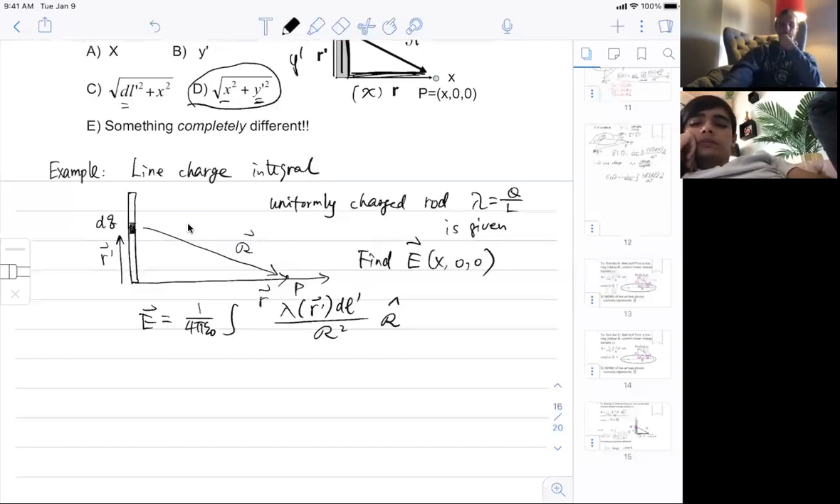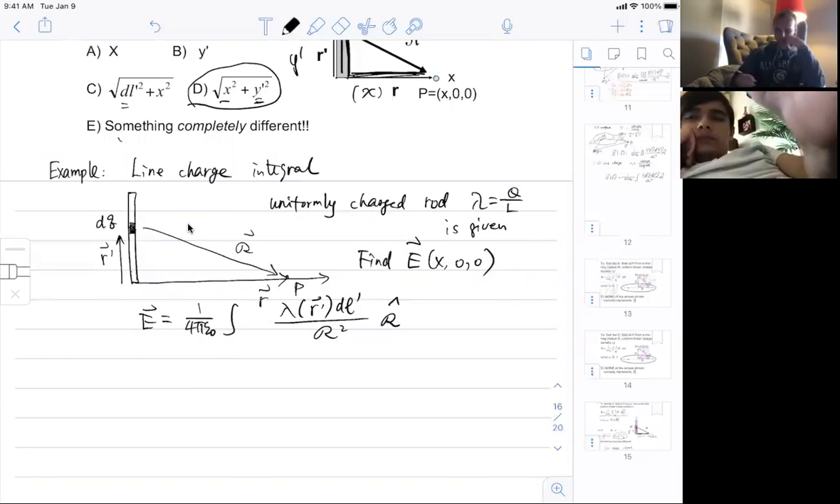Because if our calculation tells me one of the components is 0, I might decide not to even calculate it. Is this an infinite line charge? Or is it just a finite charge, not infinite? Finite, okay, with a total length of L, capital L. Got it. Thank you.